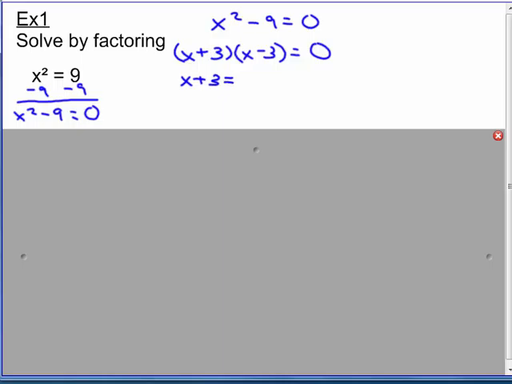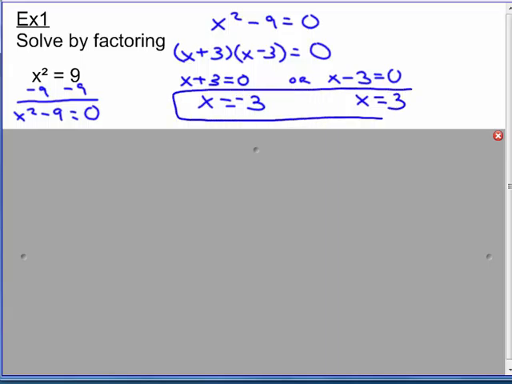And remember, then we solve this. We set each of them equal to 0, x plus 3 equals 0, or x minus 3 equals 0. So we get x is negative 3 and or x is 3. So that idea leads us to what's known as the square root property.